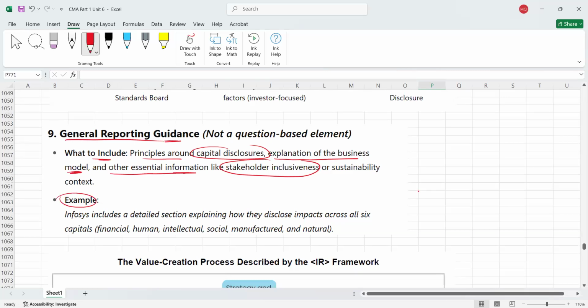For example, Infosys includes a detailed section. In this section they explain how they disclose impacts across all 6 capitals: financial, human, intellectual, social, manufactured, and natural. So your processes, how they are impacting those 6 capitals, you will include that here.